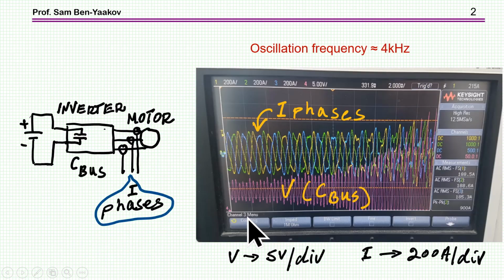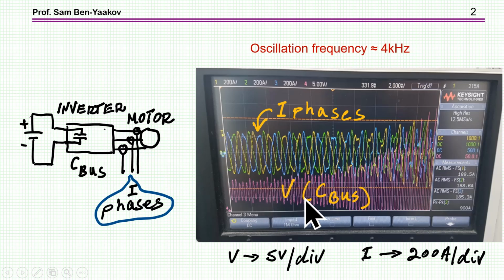So the problem is related to oscillation of bus capacitors, and I'm showing here a real measurement of a high power system with a 50 volt battery. We see here the phase currents, and they are distorted due to the oscillation.